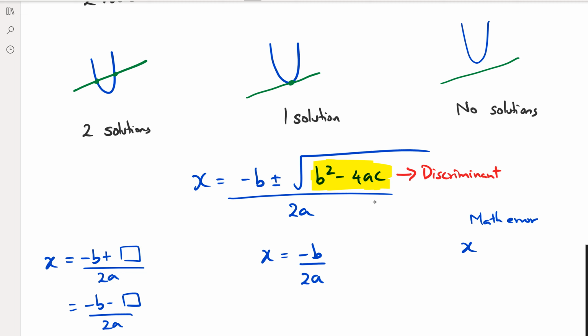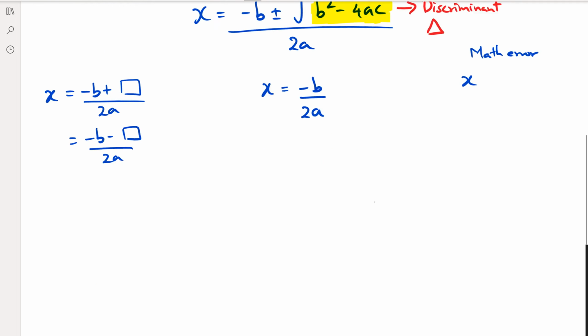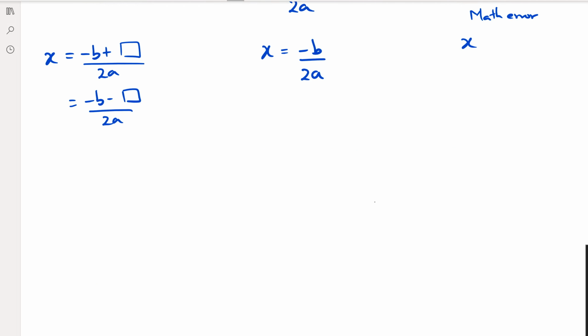In terms of symbols, you will also see people use a little triangle symbol for the discriminant. To sum it up, the discriminant, which is the yellow part, I'm going to write down here. That's b squared minus 4ac, the yellow part from the quadratic formula. If it's positive, then you're going to have two roots or two solutions.